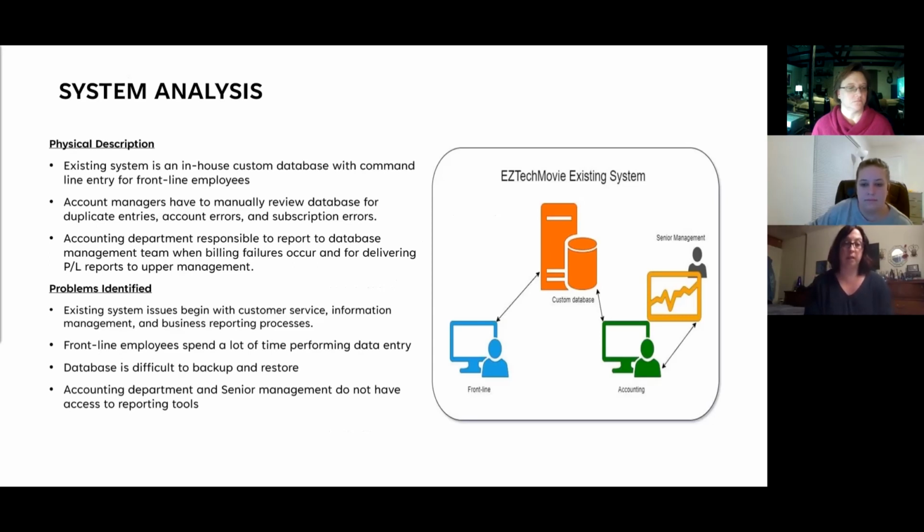So the problems that we identified were the existing system issues, beginning with customer service, information management, and business reporting. Customers have to contact EZTechMovie to create an account, order a DVD, or update payment methods. Frontline staff, again, spend a lot of time performing all that data entry, which is a lot of work. The database is difficult to back up and restore, and the accounting department and senior management do not have access to reporting tools to help project business needs.